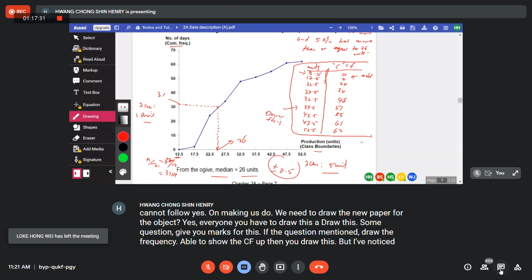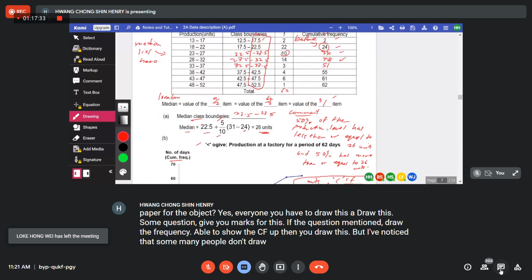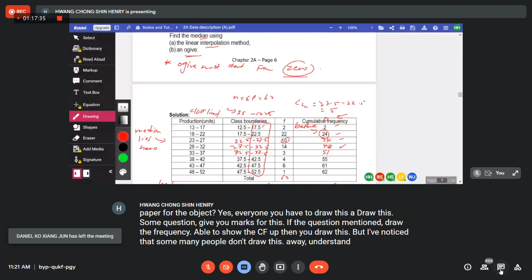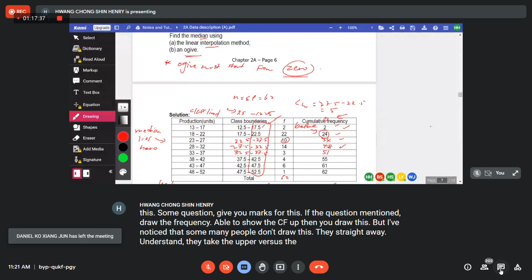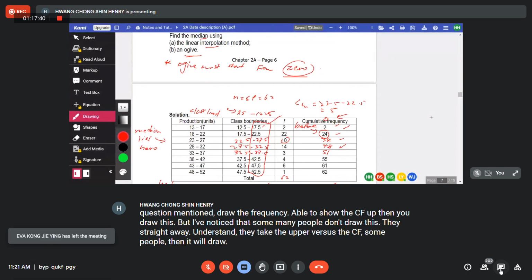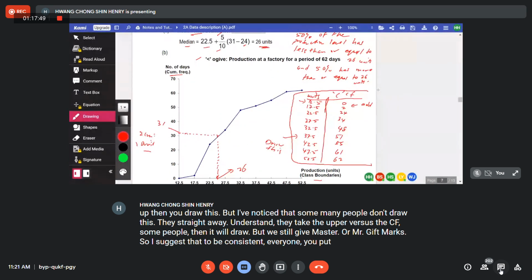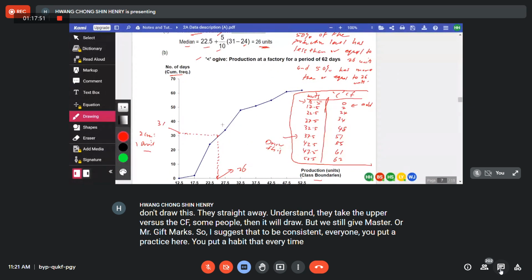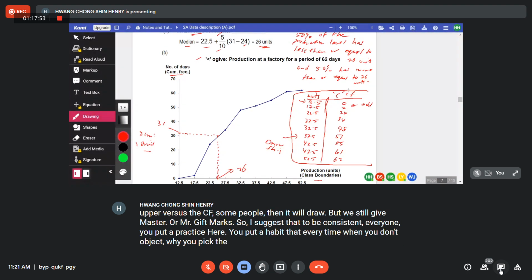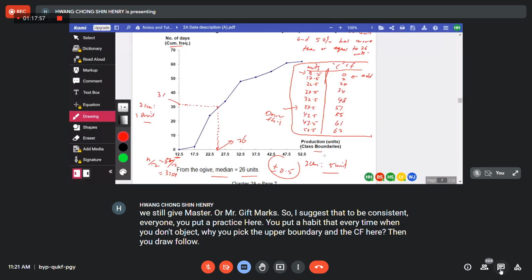But I've noticed that many people don't draw this. They straight away understand, they take the upper boundary versus the CF. Some people never draw, but we still give marks. So I suggest to be consistent, everyone, you put in practice, you make it a habit that every time you draw the ogive, you take the upper boundary and the CF here. Then you draw, follow, this is upper boundary, this is CF. Okay?